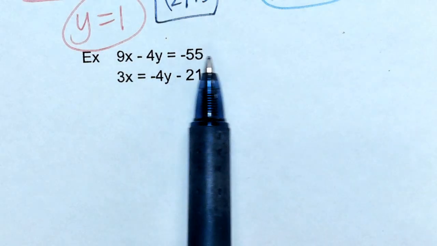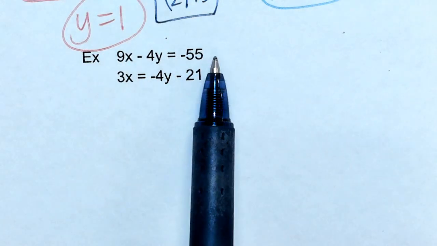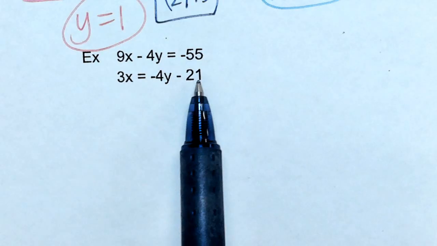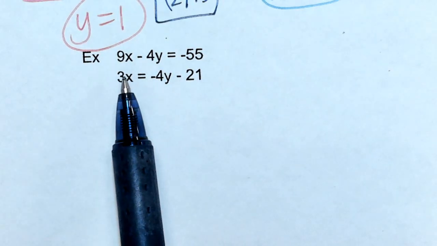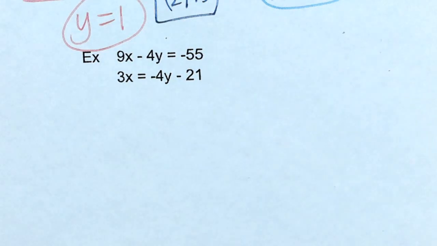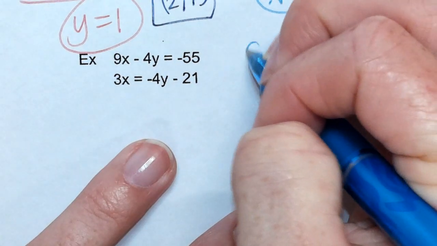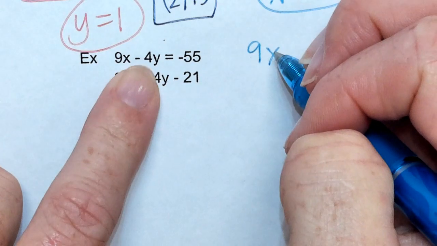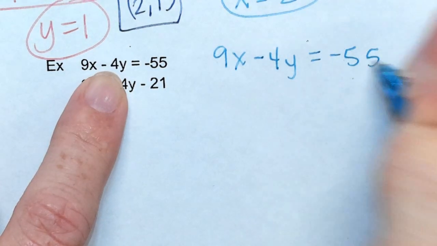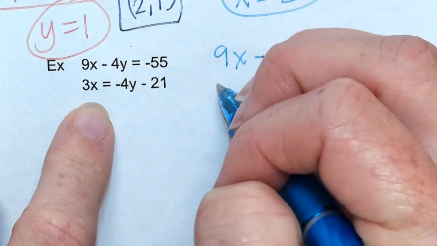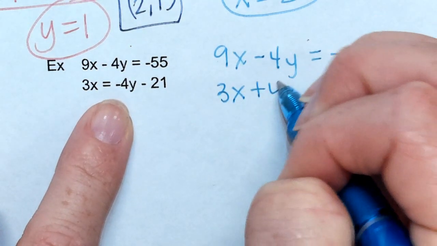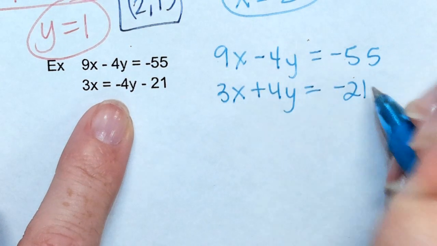Is the top equation set up correctly? Yes. Is the bottom equation set up correctly? I need to move the negative 4y to the, okay, by adding. So I have 9x, I'm doing the top one first, minus 4y equals negative 55. And then I have 3x plus 4y equals negative 21.